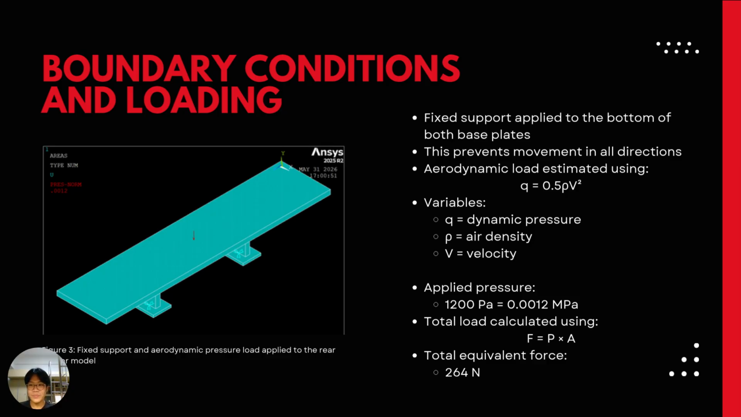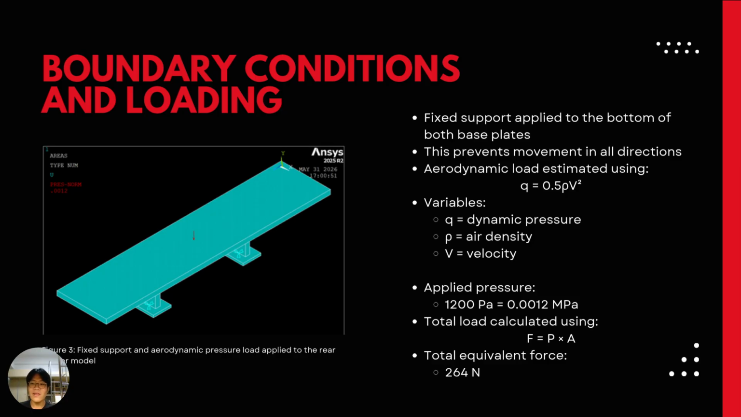For this study, I use a pressure of 1,200 Pascal or 0.0012 megapascal applied uniformly on the wing surface. Using the wing area of 220,000 square millimeters, the total equivalent aerodynamic force can be calculated using F equals P times A, where F is the total force, P is the pressure, and A is the loaded area.